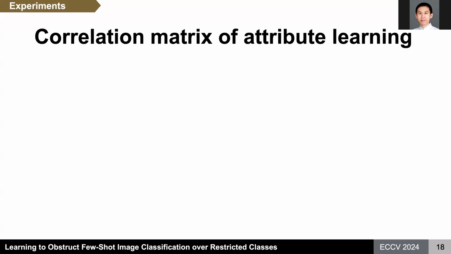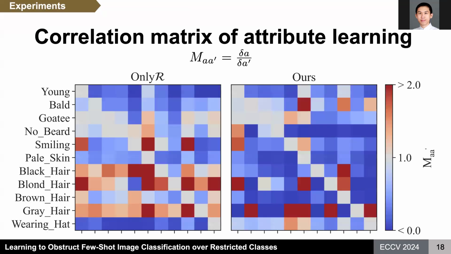We also conducted experiments on facial attribute learning. We define MAA prime as the ratio of the performance drop of one attribute to another. The higher MAA prime is, the more correlated they are. We visualize the confusion matrix MAA prime on the selected attributes of CelebA. We want the correlation to be as low, or blue, as possible between different attributes, the non-diagonal terms. This indicates that LTO can effectively isolate and obstruct specific concepts.